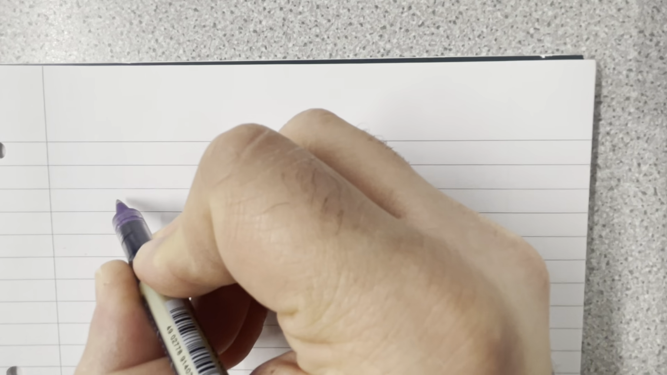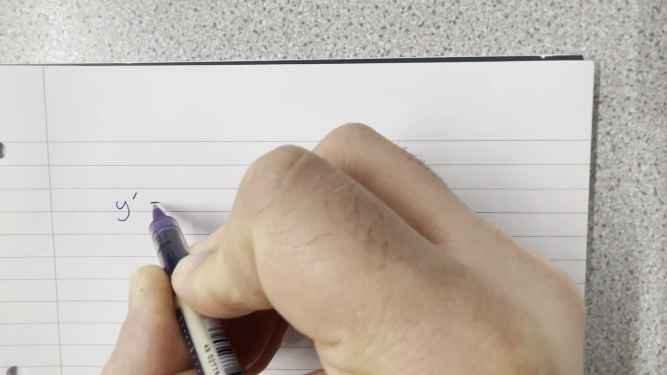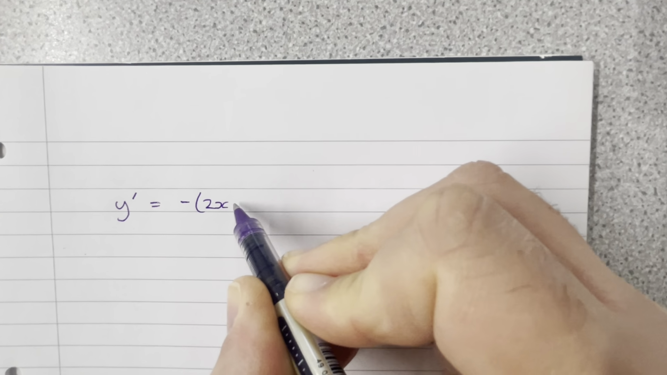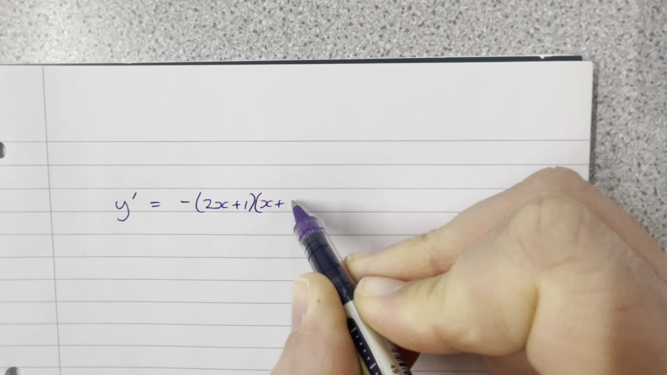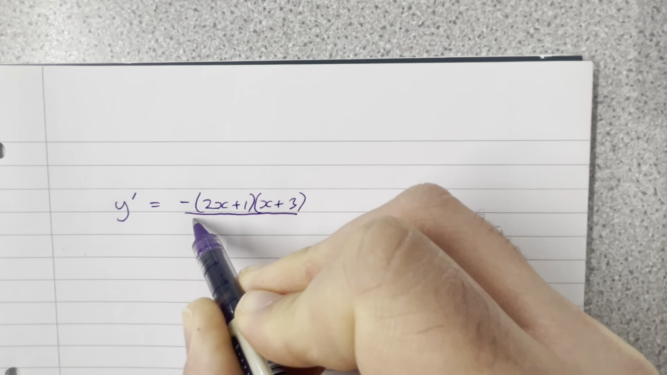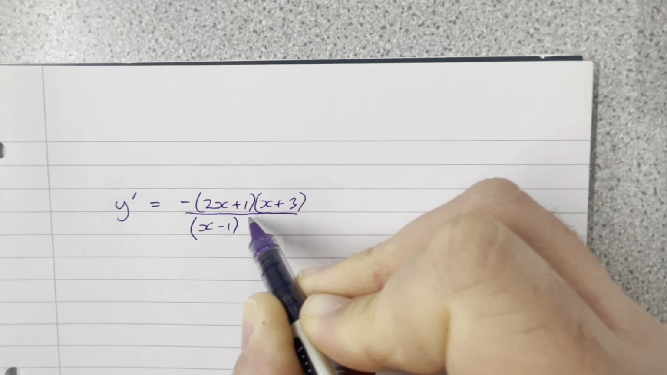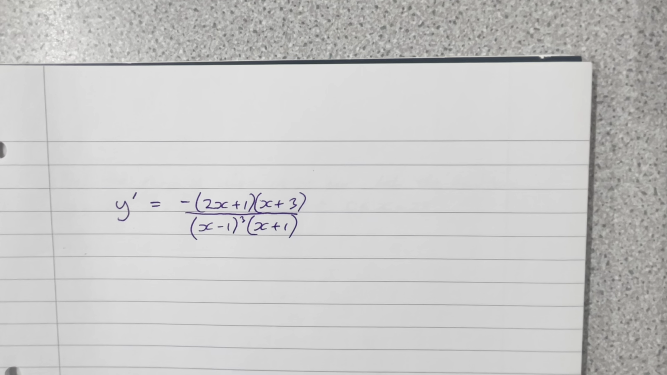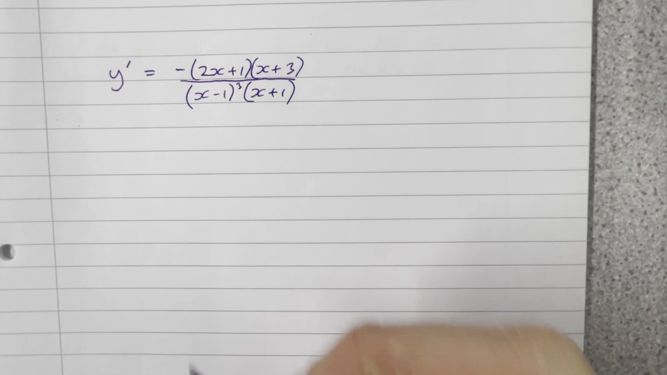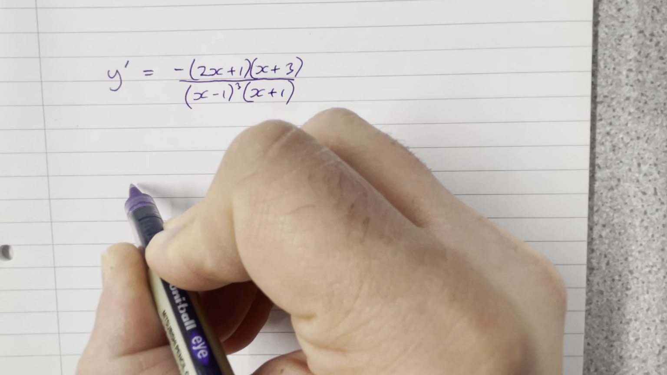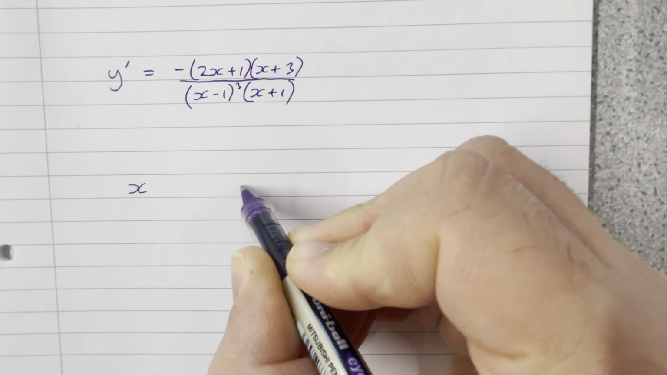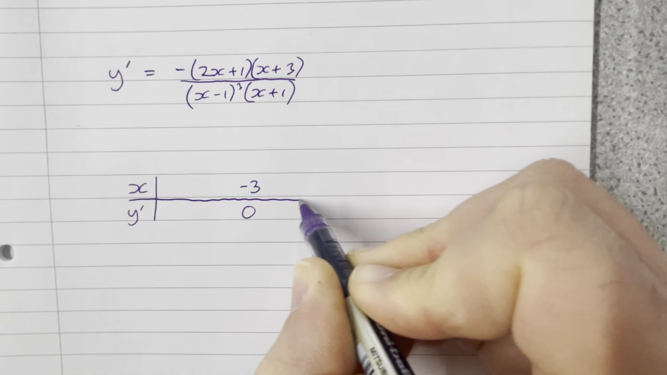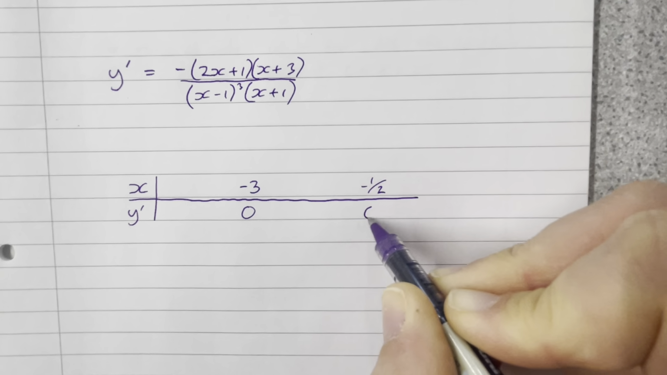Okay, right, so just to recall, y primed, the differential of y with respect to x, was calculated as minus 2x plus 1 times x plus 3, all divided by x minus 1 cubed times x plus 1. Okay. Now, gradient profiling. We know that when x is minus 3, the gradient was 0. And we also know that when x was minus a half, the gradient was 0.